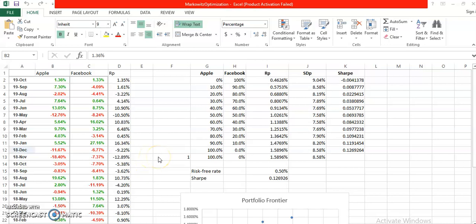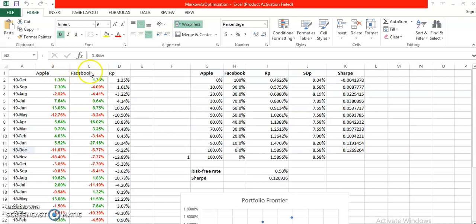So today we are going to discuss risk and return calculations. Some more analysis is available. Here I'll be telling you about different tests and methods that you can use to develop a portfolio frontier. So we have chosen two assets, two stocks.